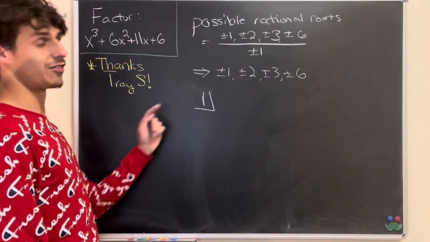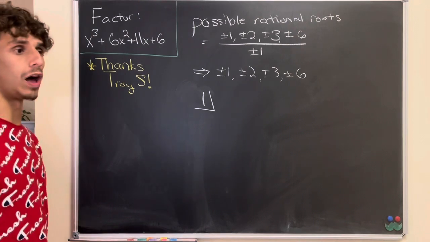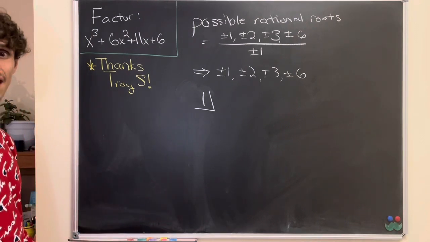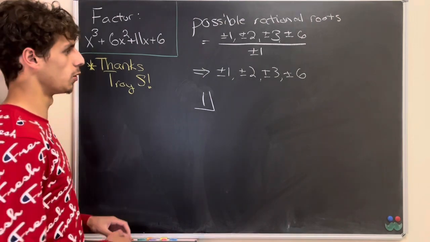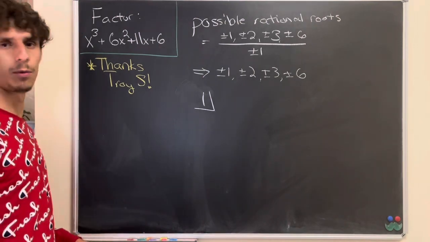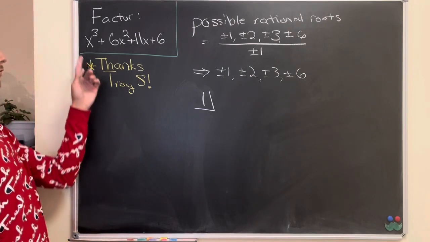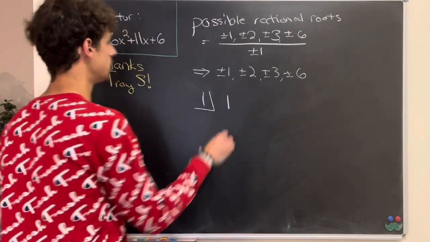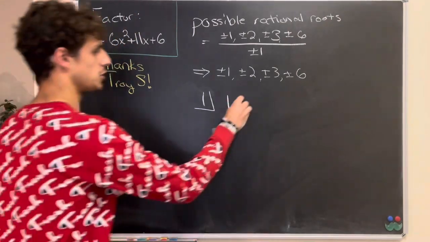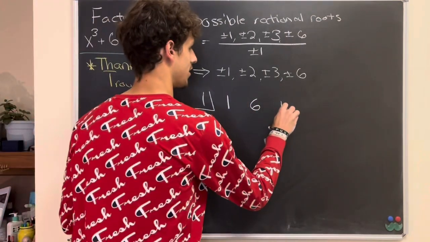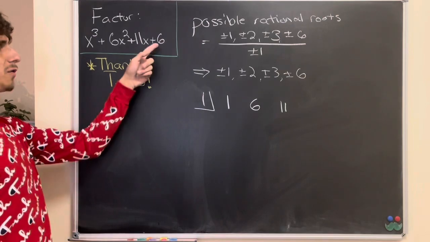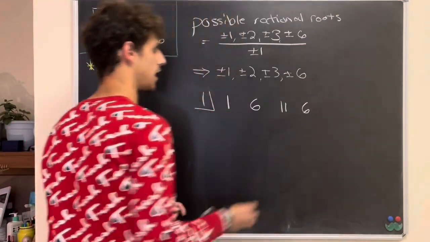I'm going to use synthetic division to test this root x equals 1. And if x equals 1 is not a root, then maybe I'll use long division to test x equals negative 1 or x equals positive 2 or something like that. And we'll just go from there. So let's test this root first. So we have a coefficient of 1 attached to x cubed, a coefficient of 6 attached to x squared, a coefficient of 11 attached to x, and then a coefficient of 6 here by itself.